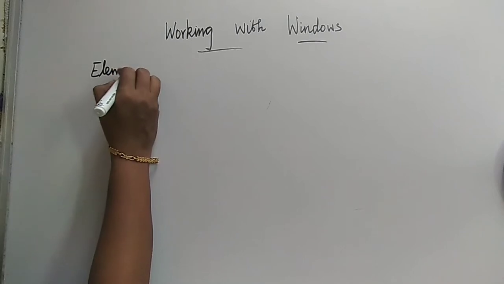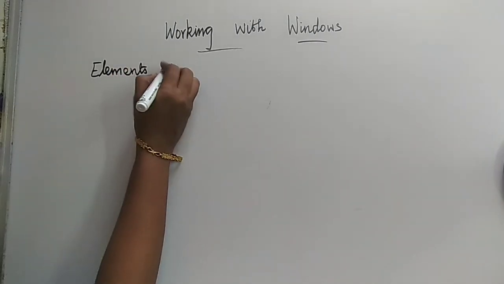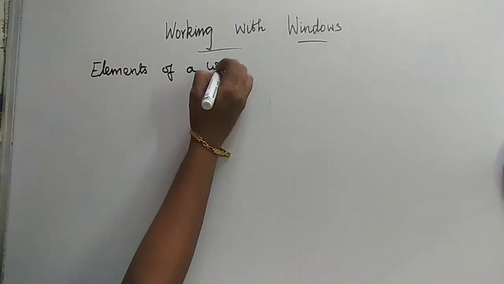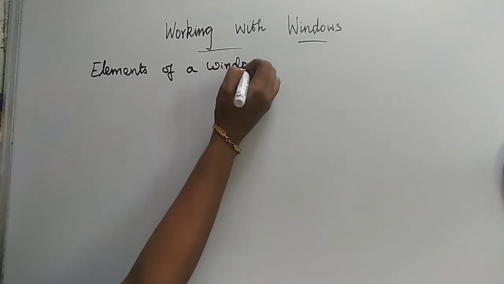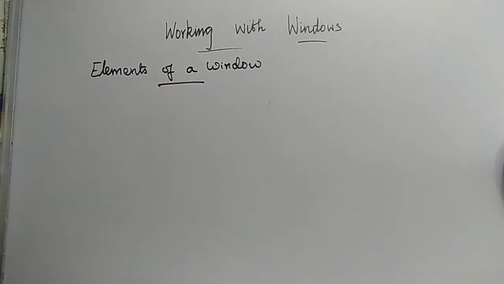Do you know the definition of a window? Yes, it is a rectangular area. A window is a rectangular area in an application or a document. In this area, whatever information you are willing to display will be displayed for you. That is your window.